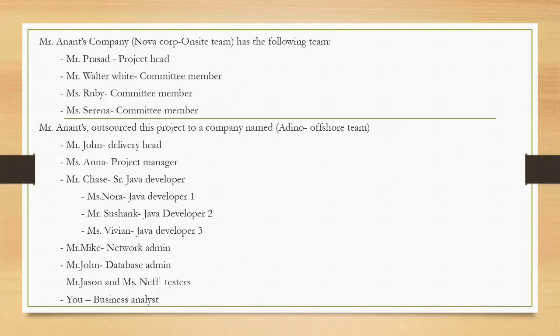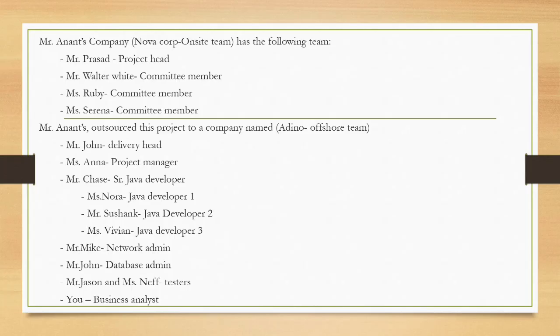Okay. And Mr. Anand outsourced this project to a company named Adino Offshore. He gave this project to another organization, and that organization's name is Adino Offshore. In this Adino Offshore, Mr. John will be the delivery head. Okay. And Miss Anna will be the project manager.